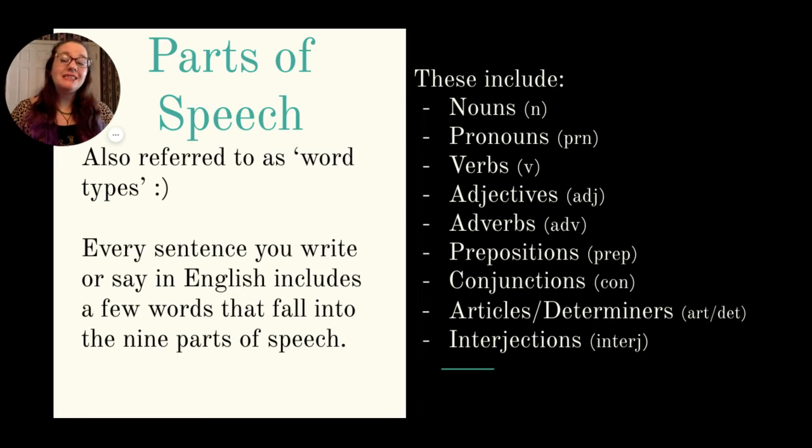And every sentence you write or say in English includes a few words that fall into the 9 parts of speech. And the 9 parts of speech are nouns, pronouns, verbs, adjectives, adverbs, prepositions, conjunctions, articles or determiners, and interjections. The abbreviations that are listed there are the ones that are often used. They're pretty standard. They are the ones that I use when I do grammar instruction and notes, and you are welcome to use them for your own assignments as well.